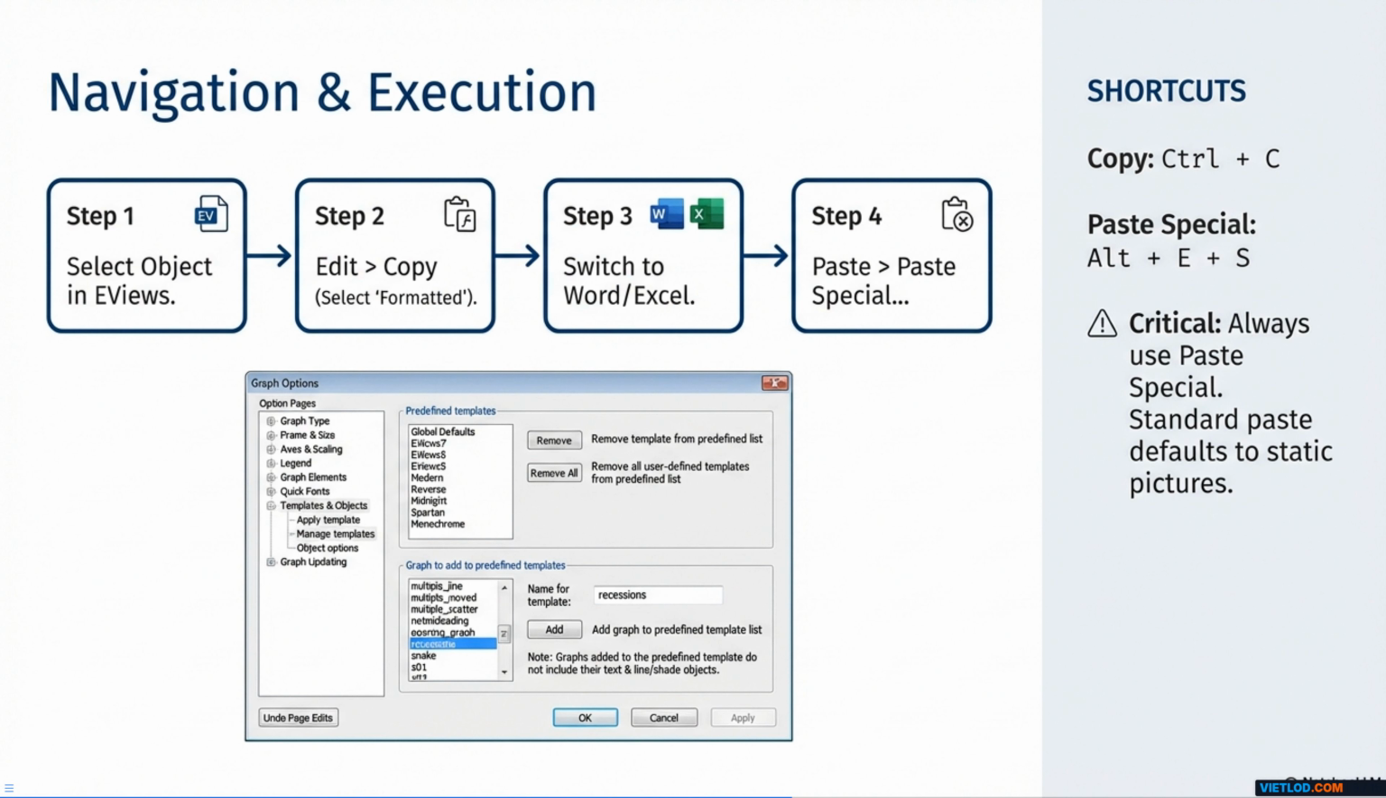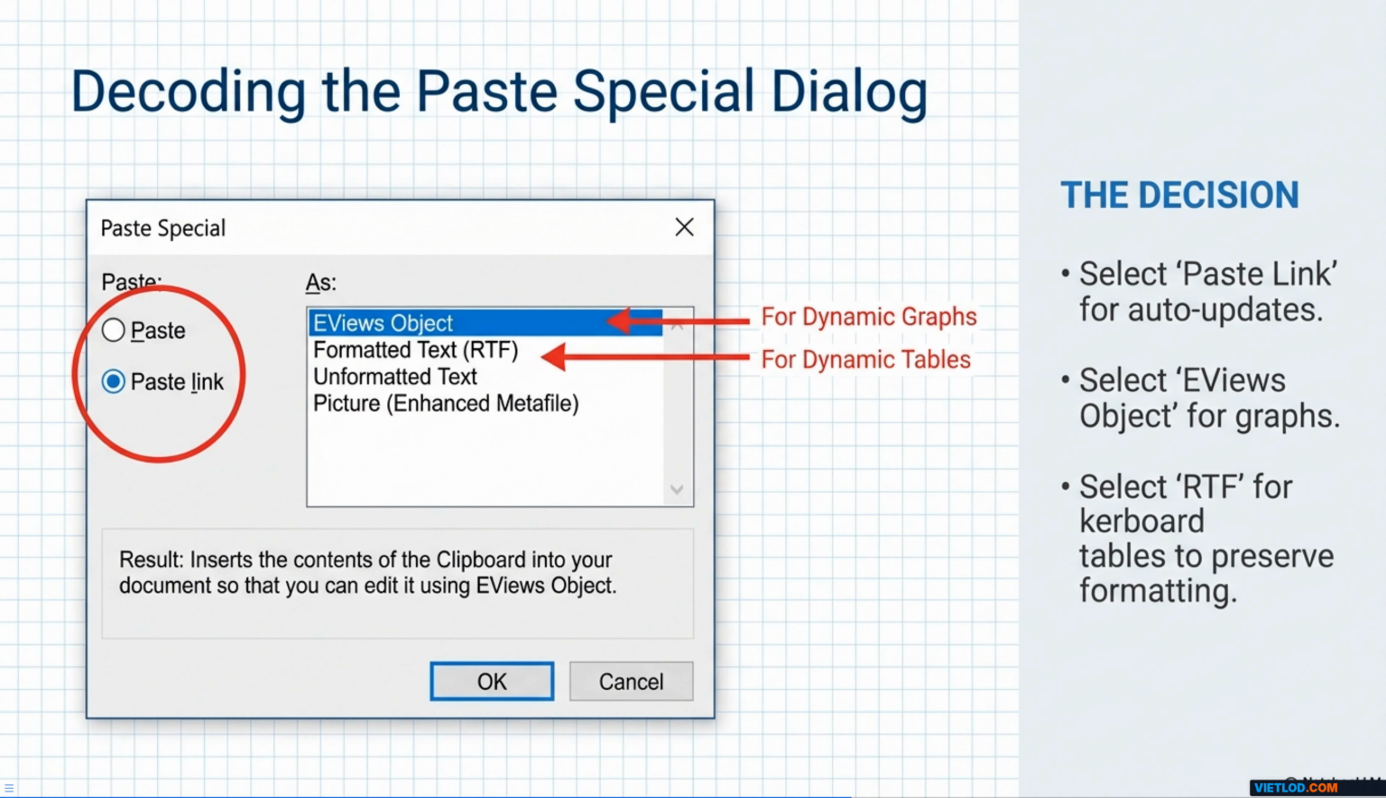Third, switch over to your destination application, either Word or Excel. Finally, and this is the most critical part, do not use a standard paste. You must use the Paste Special command. The keyboard shortcut for this is Alt+E+S. A standard paste will only insert a static picture.